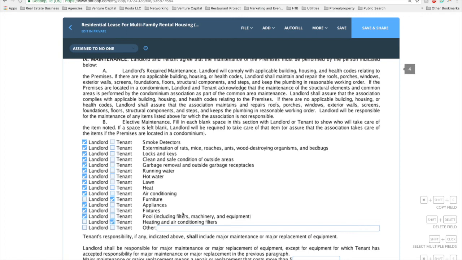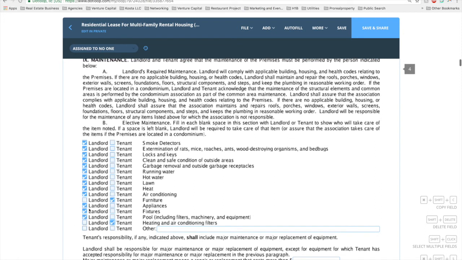Heating and air conditioning filters. This is tenant. Usually heating and AC filters need to be changed every month, and it's usually tenant's responsibility to do so. Landlord may provide the filters or may not. This is up to discussion. Other items, if there are any special conditions, or there's a fish tank maybe, or something else, and there's an option left here.